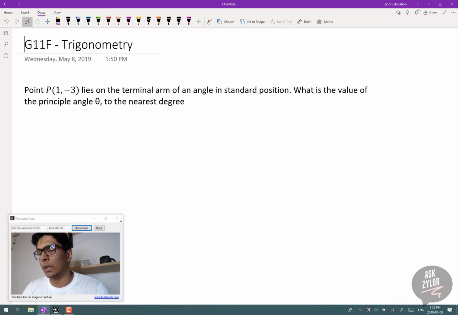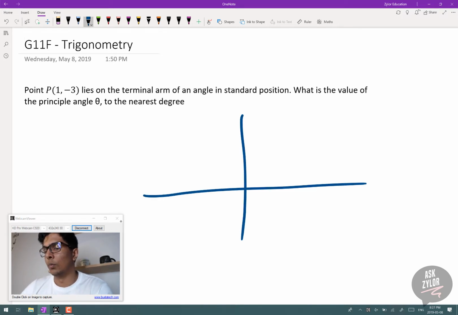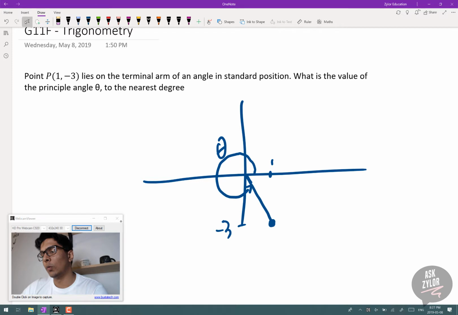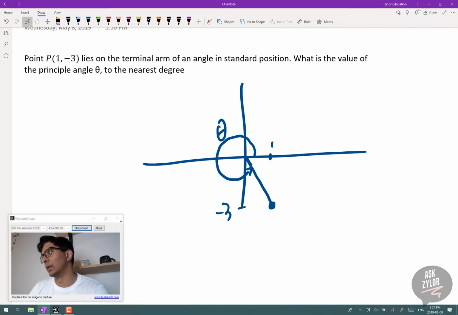So let's go ahead and draw a brief sketch of where this point is. So we have 1 and negative 3. So this is 1, negative 3. So we have a terminal arm over there. So the principal angle will be the angle that's starting from quadrant 1 and going towards the terminal arm. So this entire angle will be theta. We have to find the value of this angle essentially.